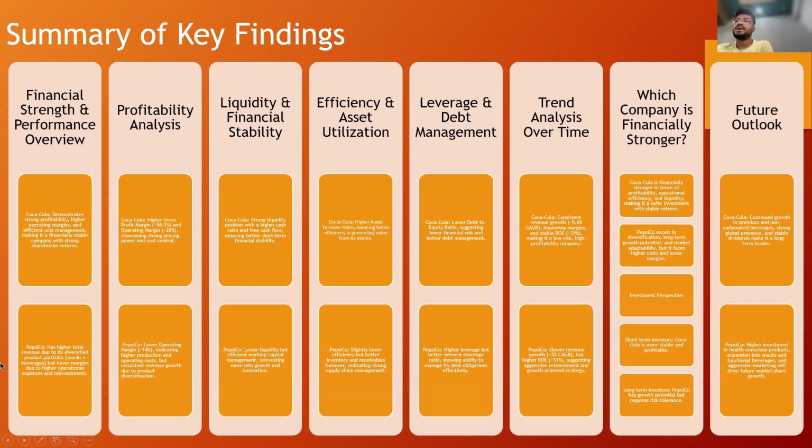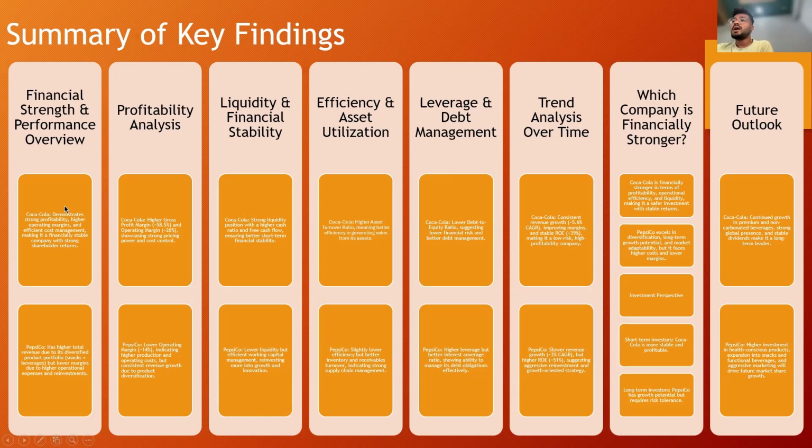Yeah. Summary of key findings. So the first point is financial strength and performance overview. Coca-Cola demonstrates strong profitability, higher operating margins, and efficient cost management, making it a financially stable company with strong shareholder returns. Whereas PepsiCo has higher total revenue due to its diversified product portfolio, but lower margin due to higher operational expenses and reinvestments.